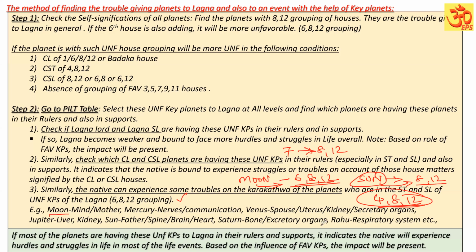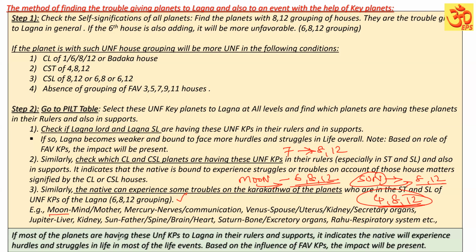Saturn, bone, excretory organs, Rahu, respiratory system, and so on. So when we are studying the planets which are in the star and sub of unfavorable key planets to the Lagna, in the 6, 8, 12, 4, 8, 12 grouping, we must see which functions those planets govern. The areas that planet governs, or the Karagatva of those planets, will face hurdles. Lagna will face hurdles or struggles on account of that Karagatva. I think we're able to understand. So these 3 points, we have to look into.